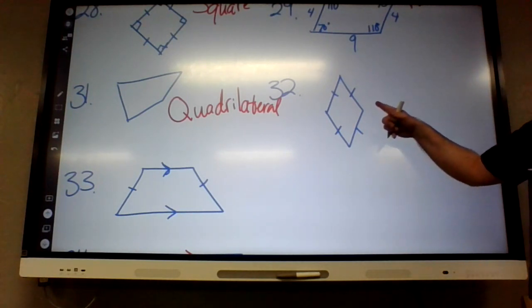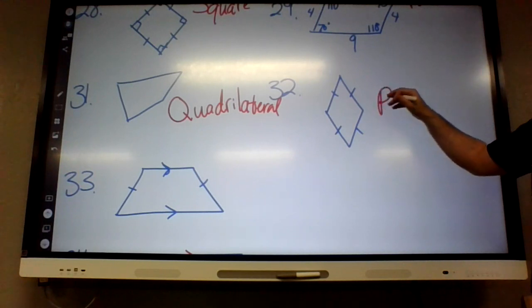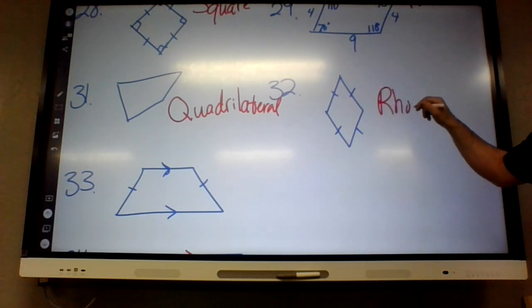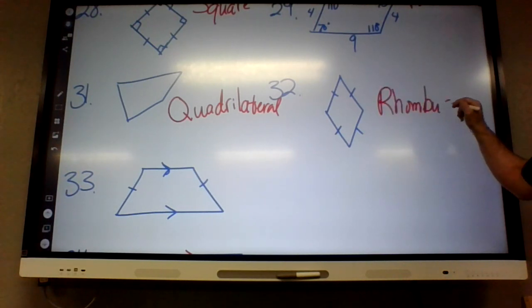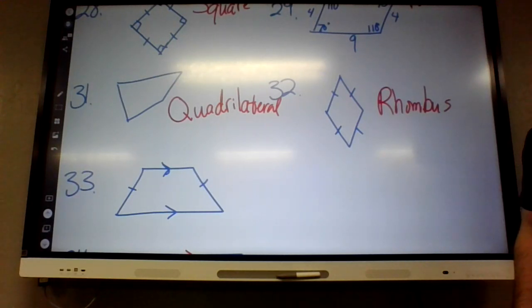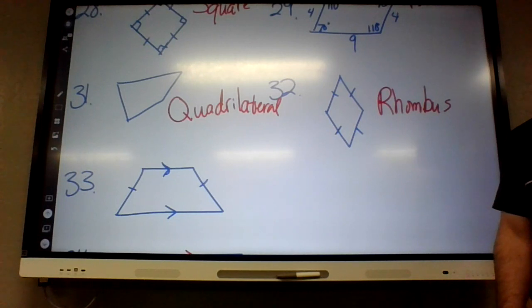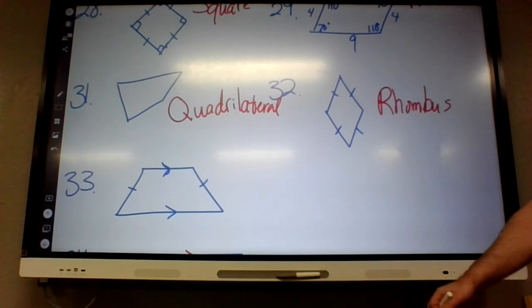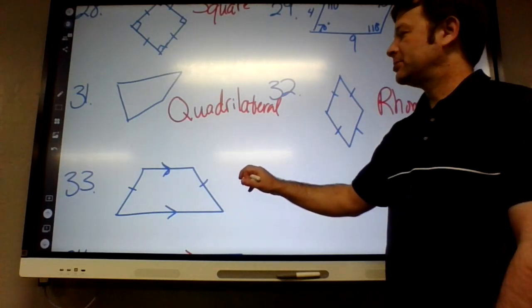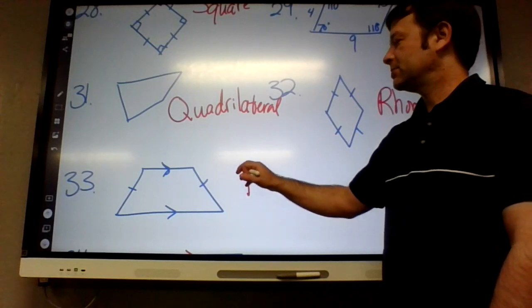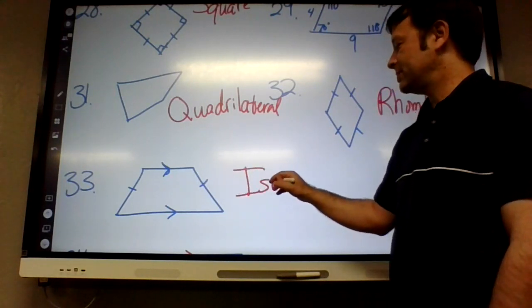Okay, what's 32? Rhombus. Square. Who said diamond? Gosh, that's not funny. 33 is a trapezoid. Circle. More specific: isosceles trapezoid.